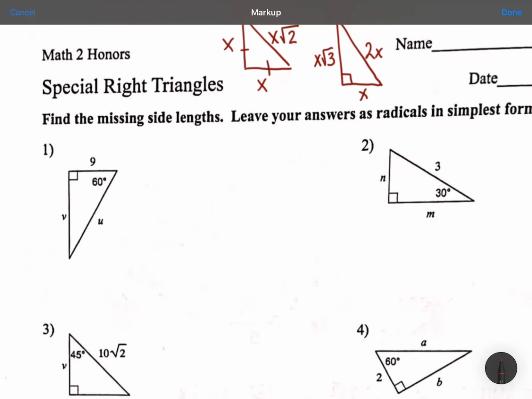So number one, if you take a look, and you can pause the video and see if you can get the right answer without me telling you what it is first. All right, so number one, I have the short leg. Love it when they give me the short leg because I can multiply it by 2 to get the hypotenuse, multiply it by radical 3 to get the long leg. So that is how easy that is when they give you your short leg.